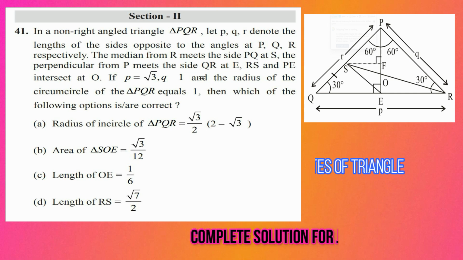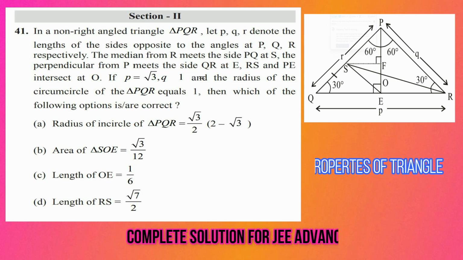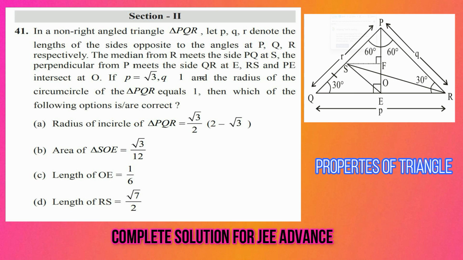Opposite to an angle means the front side of our angle. That means the opposite side of angle P is small p, the opposite side of angle Q, capital Q, is small q, and similarly for R. After that, we are given that the median from R meets the side PQ at S, and the perpendicular from P meets the side QR at E, and RS and PE intersect at O.